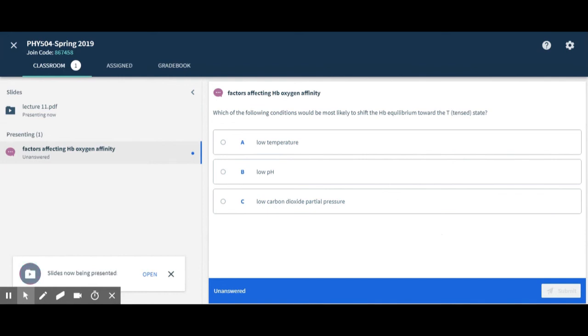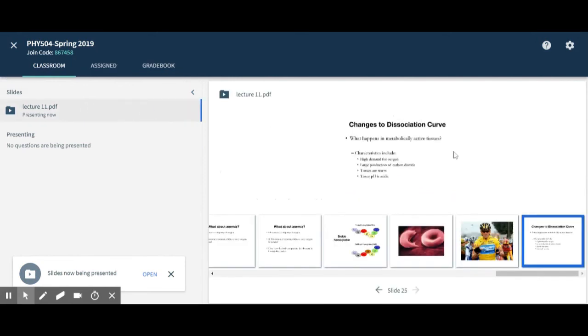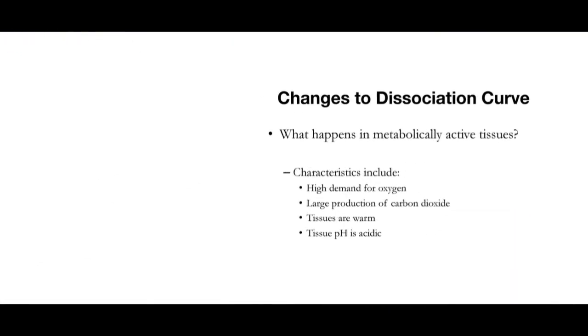Low pH, yes. Low pH is going to shift it to that tense state. That tense state means what? Oxygen wants to bind or doesn't really want to bind as much? Not as much, okay? The R state is the one that has about 200-fold higher affinity than you would normally find. So, in metabolically active tissues, you have an increase in your chances of oxygen unloading.